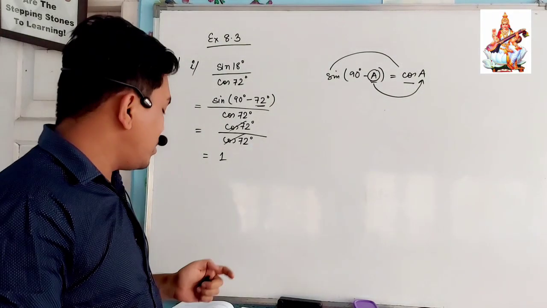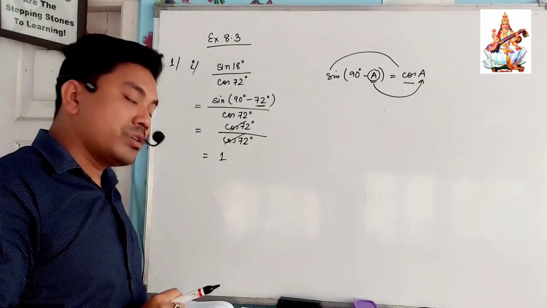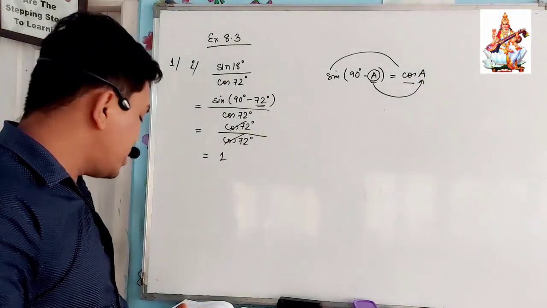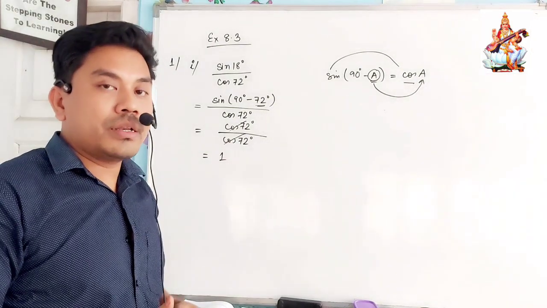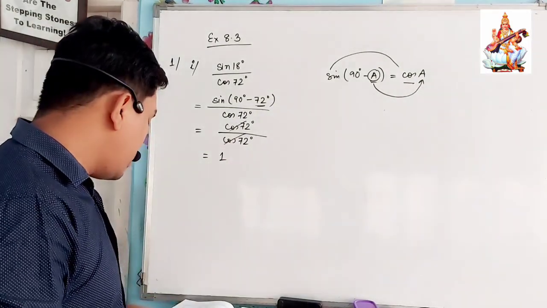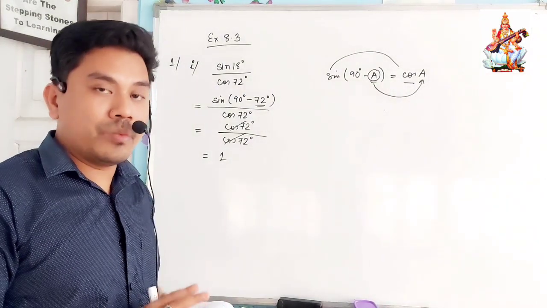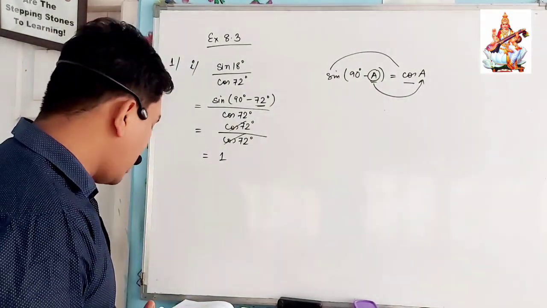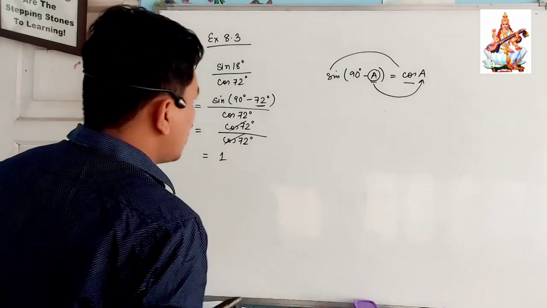Question number 2 is also the same. You can see 26 plus 64 will be 90. So you convert either the numerator or the denominator, and finally you will get the answer as 1. So now let's do the next one.